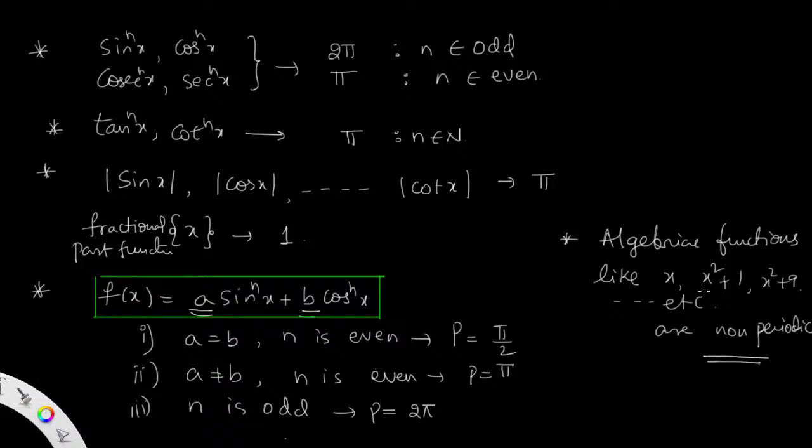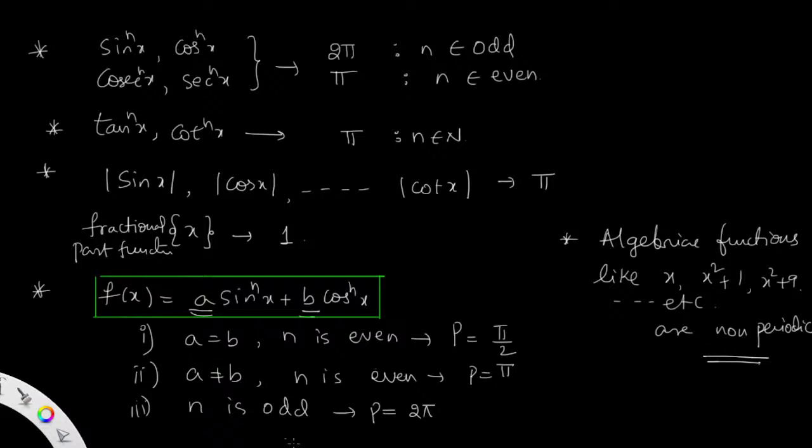Sin^n x into cos^n x has period 2 pi if n is odd, and pi if n is even. Cosecant x and secant x have similar values. Tan^n x into cot^n x has period pi, where n belongs to natural numbers, and mod of sin x and mod of cos x have period pi. Why? Because with tan x under modulus, the negative portion of the graph comes up, so the fixed length becomes pi.